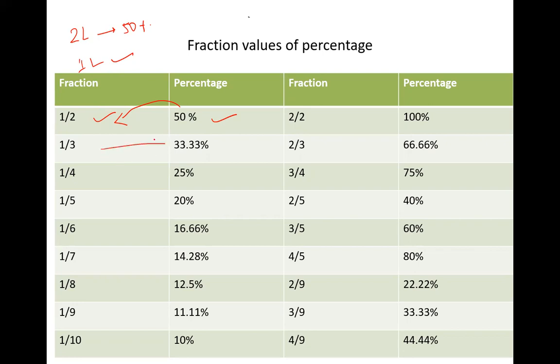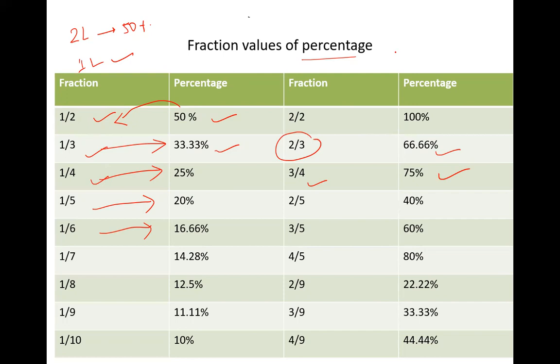1 upon 3 means 33.33%. 1 upon 4 means 25%. 1 upon 5 means 20%. 1 upon 6 means 16.66%. So I have given you a very good chart, fraction values of percentage. Okay. So 2 upon 3 is just double of 1 upon 3. It means 66.66%. 3 upon 4 is just triple of 1 upon 4, means 75%.